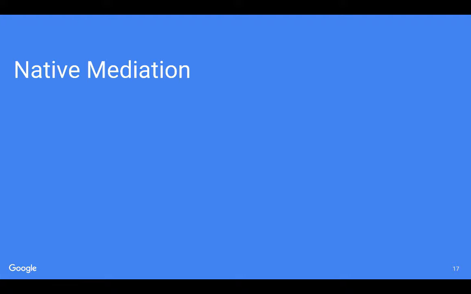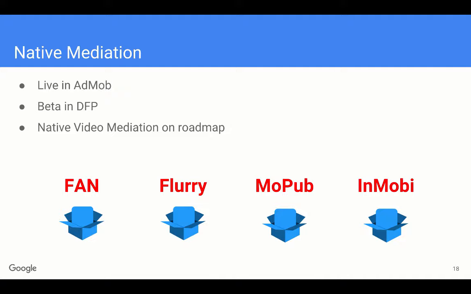Now I'd like to switch gears and talk about mediation, and I'll start off talking specifically about native mediation. Last month, AdMob announced support for native mediation with 4 networks: Facebook Audience Network, Flurry, MoPub, and Enmobi. It is available for all publishers who are currently whitelisted for native ads from AdMob. For DFP, native mediation is currently in beta. You can reach out to your account manager to request being enabled. And finally, the native advanced video features I discussed in the previous topic are not yet available for mediation. But enabling third-party native video demand to serve within native mediation is on the roadmap, and we are actively working on it.